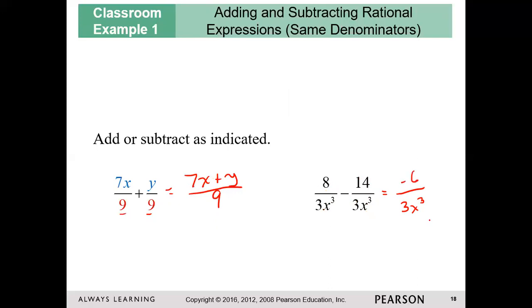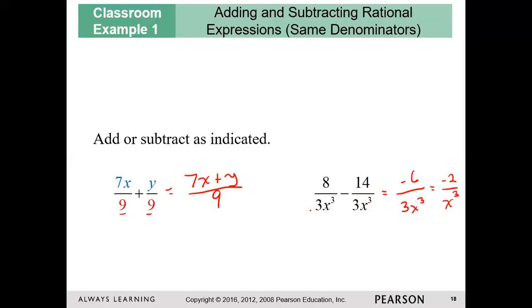-6. Okay. So now we've got a situation where we actually can simplify. So we've got -6, and then we've got this 3. So we should be able to simplify that so that it is -2 over x to the third power. All right, we canceled out the common factor of 3.